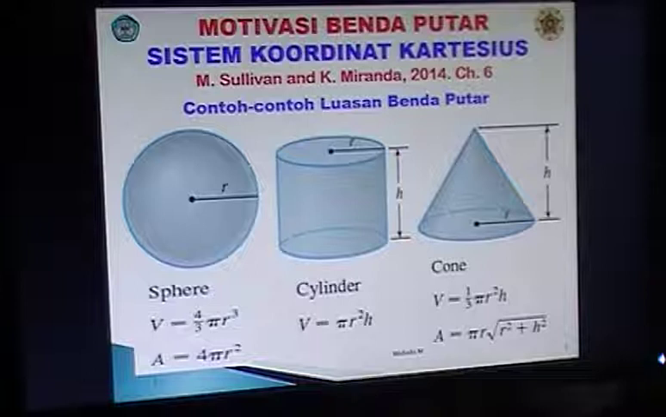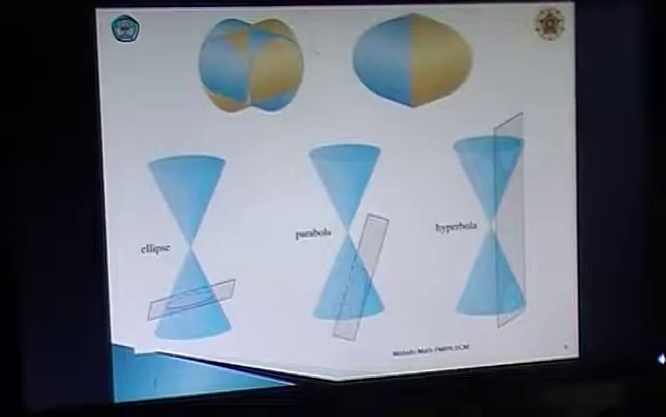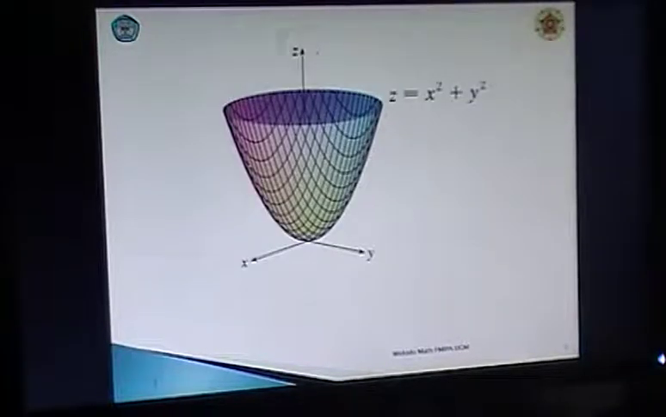And the cone is also a solid revolution that can be obtained by using a triangle and rotate the triangle surrounding the x-axis or the y-axis. Then we get the cone. Here also the ellipse, the parabola, hyperbola, and so on. It is also a kind of solid revolution. The function of two variables z is equal to x square plus y square looks like this. It is also solid revolution.